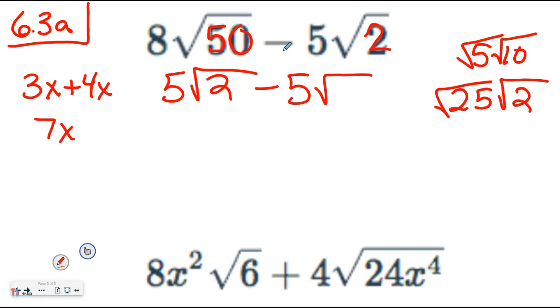Now I have like terms. I have 5 of those, and I'm subtracting 5 of those. My answer is 0 for this one. Yes, you need to have those like terms, and so you need to simplify the roots. What's often helpful is if one doesn't simplify, you kind of know it's going to be the one hiding in there. So 2, I couldn't do any better.